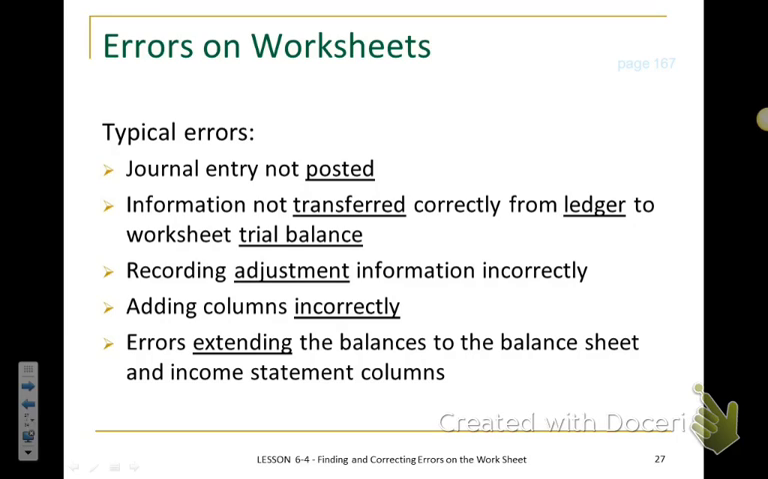Adding columns incorrectly. Remember the other day when we did the worksheet? A couple people right away, I have a difference, they don't equal. It's because you didn't add correctly. That's probably the most common thing. People adding too quickly or whatever. And then other errors are extending the balances into the balance sheet or income statement columns incorrectly. Okay? Extending the income statement and account balances into the balance sheet columns or vice versa.